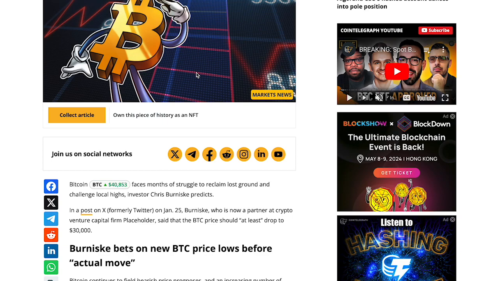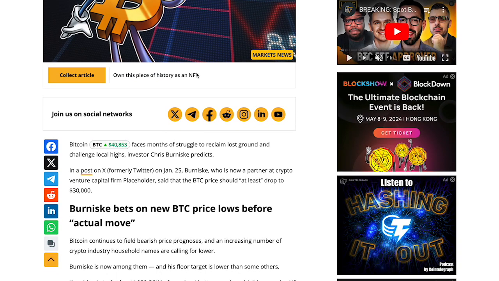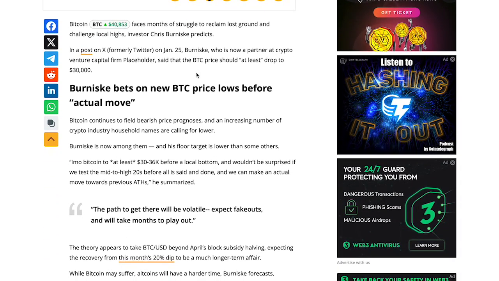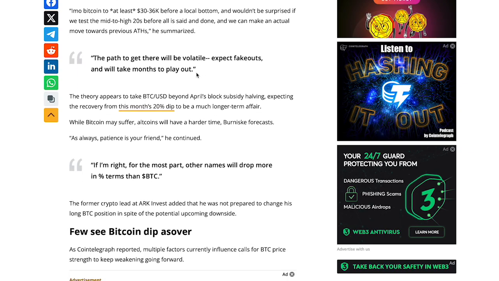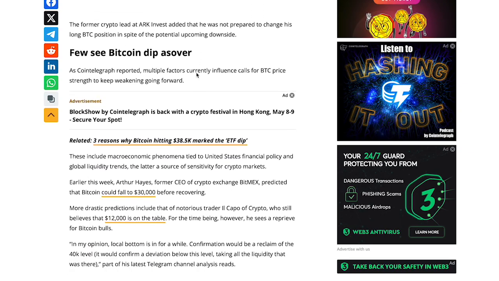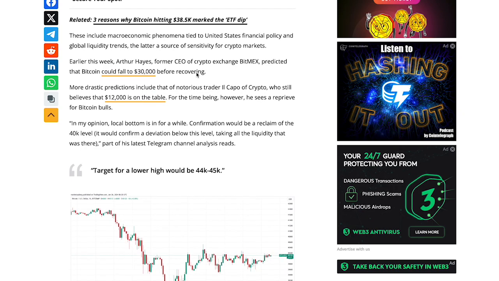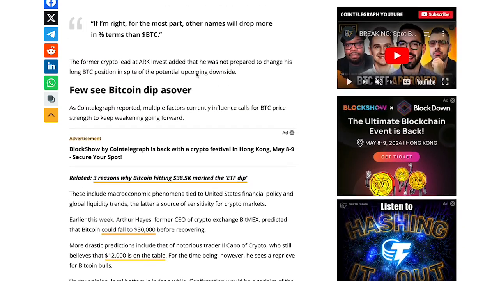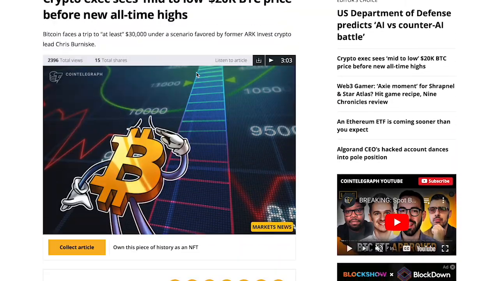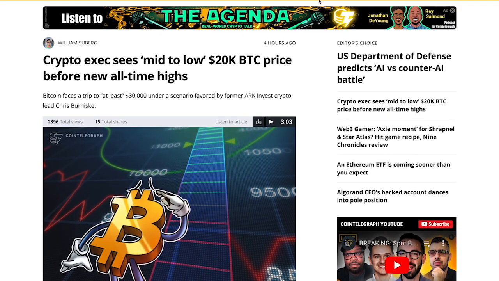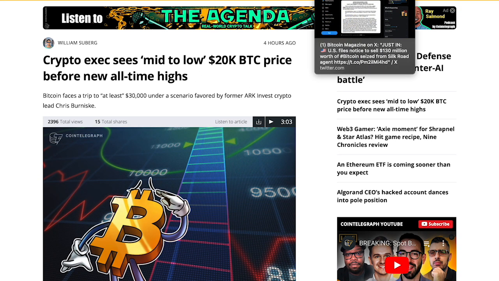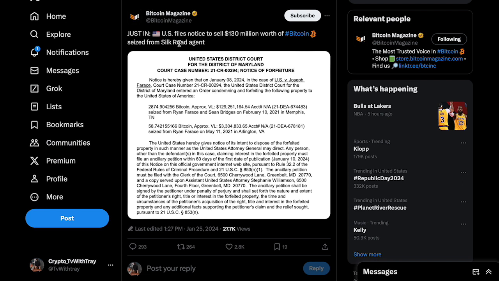Well, I do see Bitcoin dropping down a little bit further, and I'm going to tell you why. It has nothing to do with the Bitcoin spot ETF. It has nothing to do with no one using it. But what it has something to do with is this right here. There's two things. The U.S. files a notice to sell $130 million worth of Bitcoin seized from Silk Road. That is going to be huge.